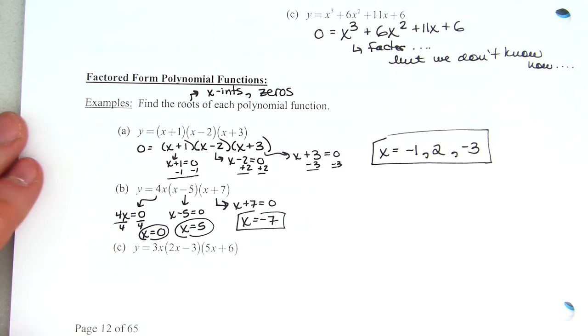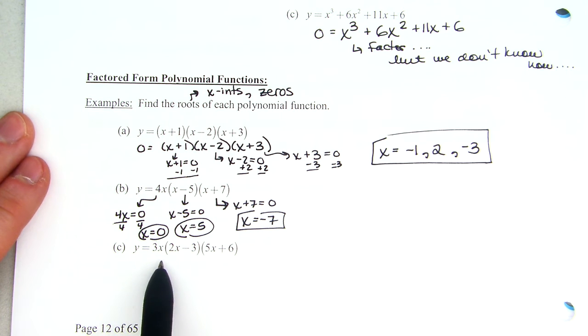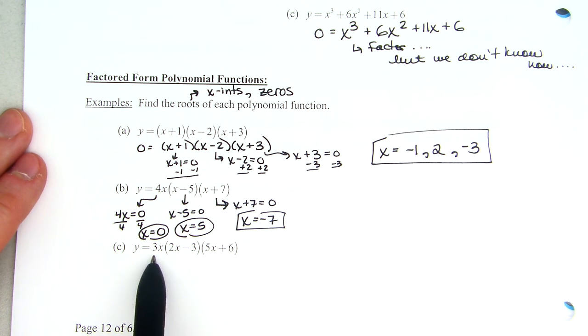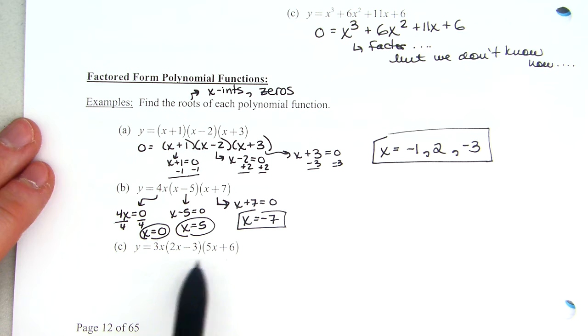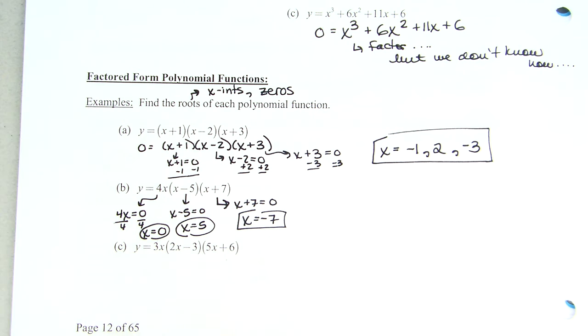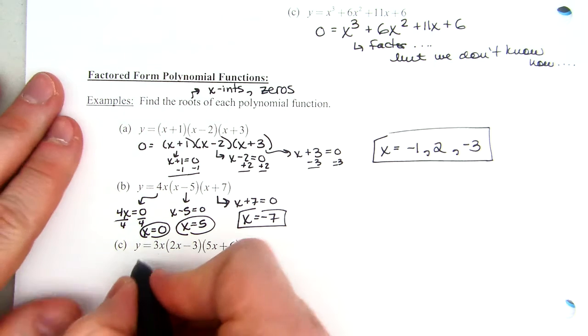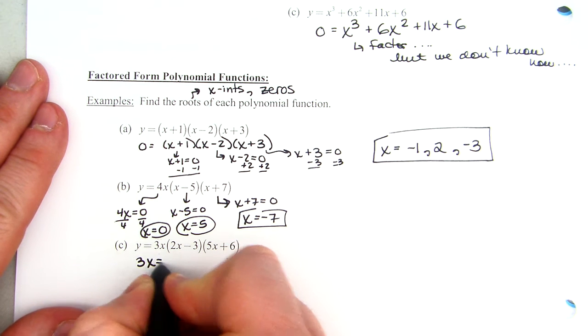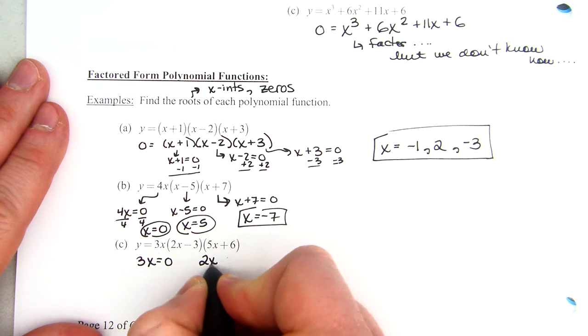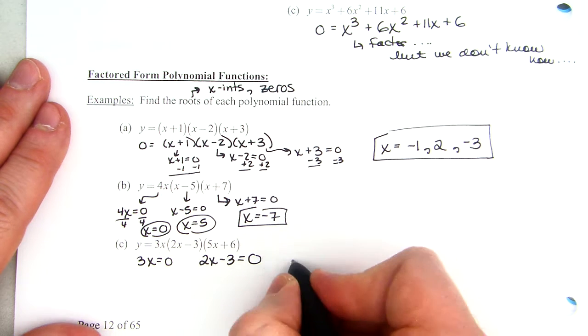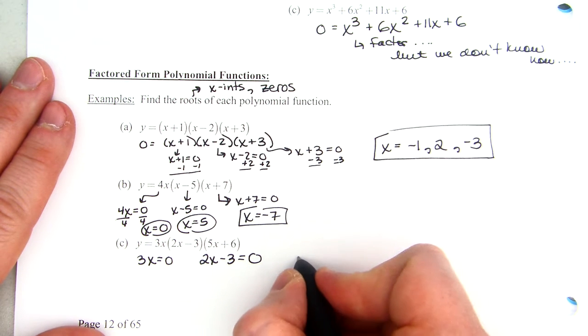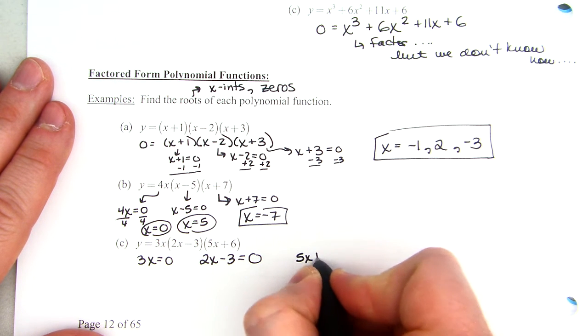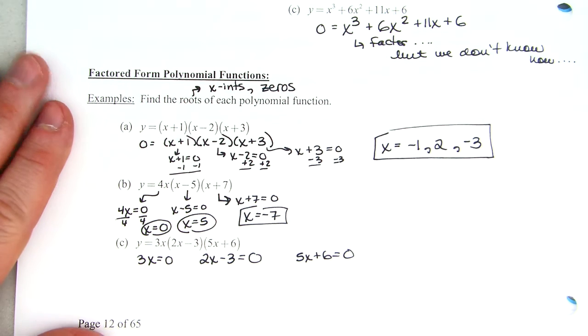With that in mind, see what you can do in letter C, and in C, I think it would be very helpful to write out the little equations and solve them because it's a little bit more involved. See what you can do in letter C, and please give me fraction answers, not decimals. My 3 little equations are 3x equals 0, 2x minus 3 equals 0, and 5x plus 6 equals 0.